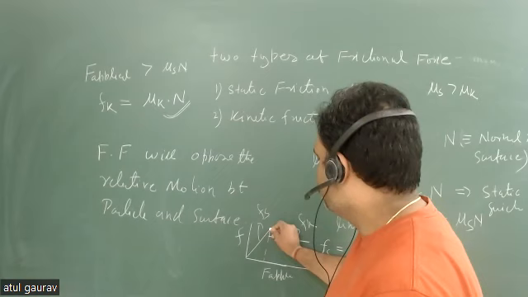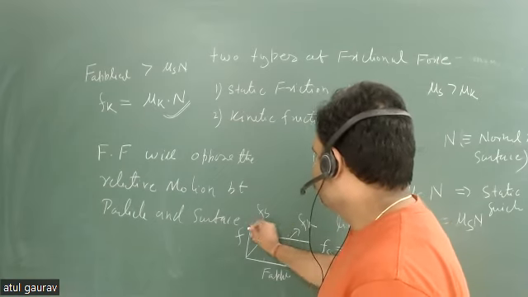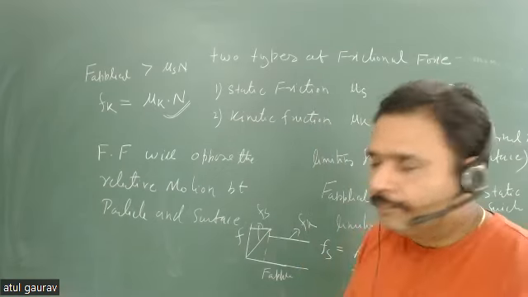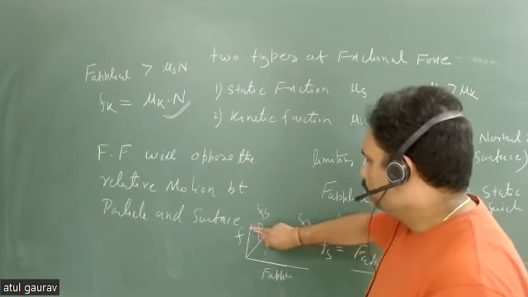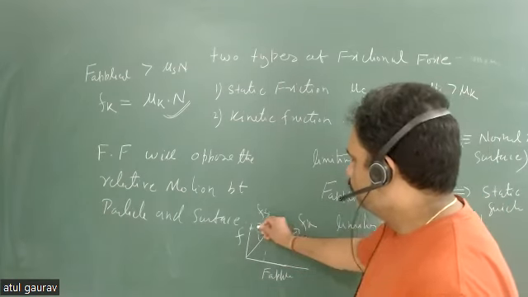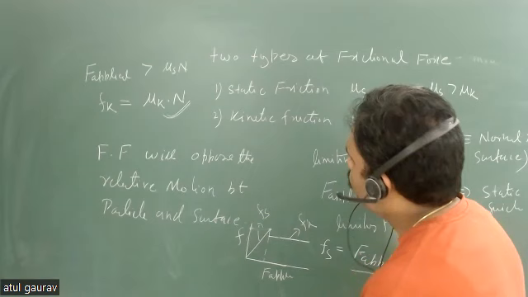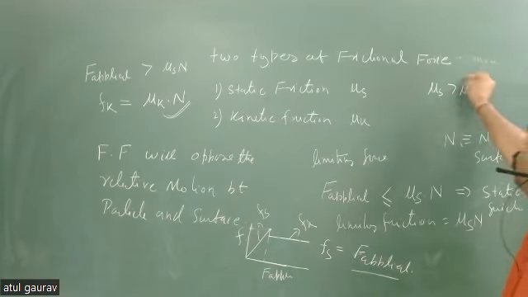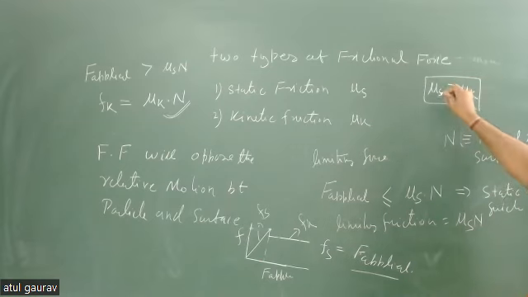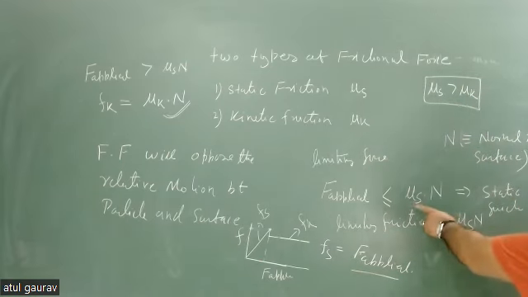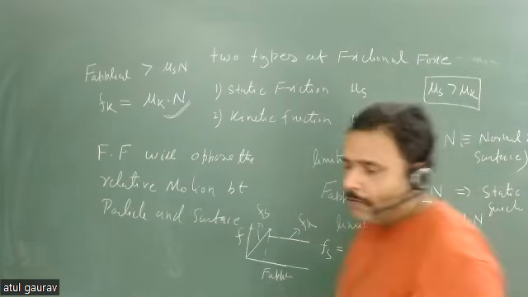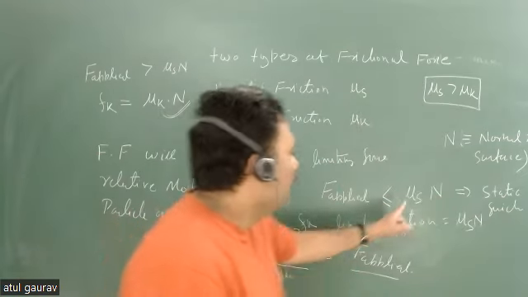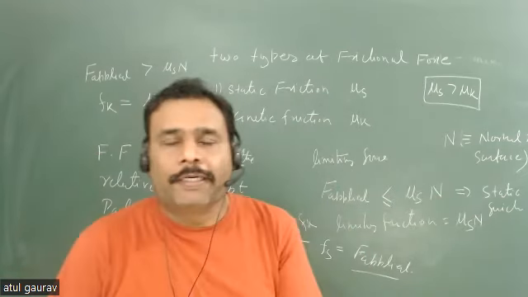So what is limiting friction? This is limiting friction. Sir, the coefficient of static and the limiting one, will they be the same? No, it will be different. Look here, mu s and mu k are written. Understand again: limiting friction is mu s into N, nothing to do with mu k.